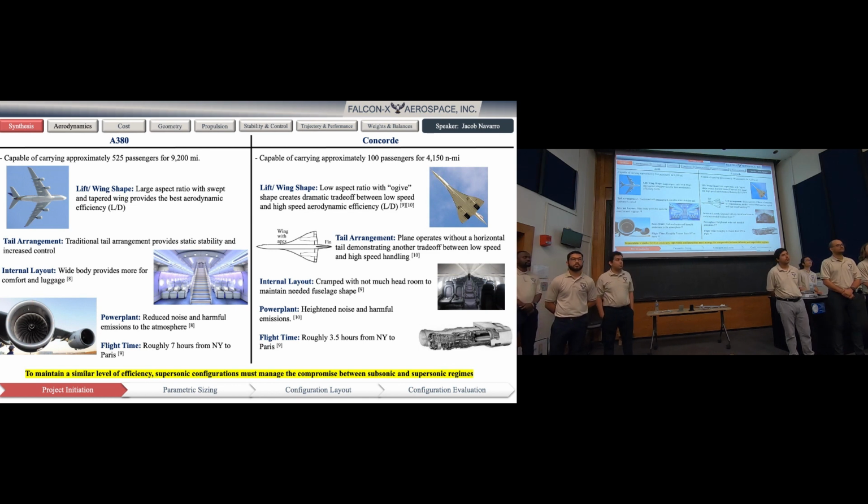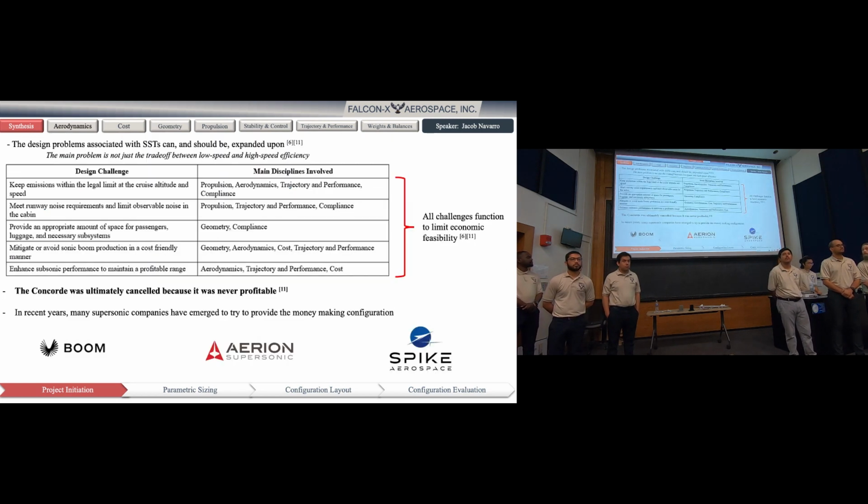The Concorde poorly lacks in subsonic performance, which is one of the reasons it was canceled, but not all of the reasons. A lot of those reasons can be summarized here. I'm not going to go through all of these, but it's clear the design problems associated with supersonic transports aren't just the trade-off between low speed and high speed efficiency. It's how all of these items here interact to limit the economic feasibility. The Concorde itself was never profitable, but that ended in 2003, right?